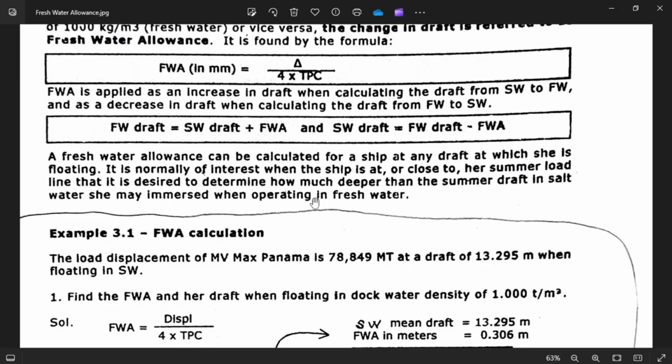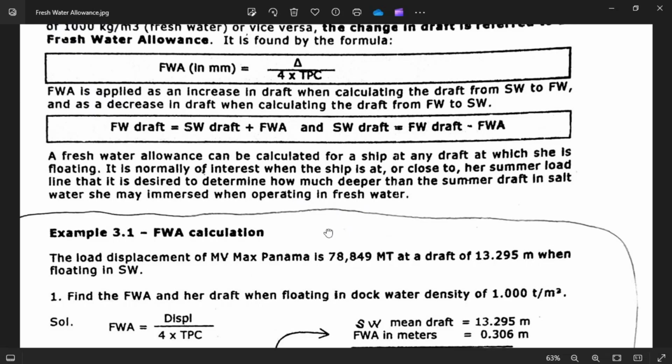A freshwater allowance can be calculated for a ship at any draft at which she is floating. It is normally of interest when the ship is at or close to her summer load line, where it is desired to determine how much deeper than the summer draft in salt water she may submerge when operating in fresh water. Meaning, if you are at summer draft and you go to fresh water, how much the vessel will sink if floating in fresh water. That is what it means.